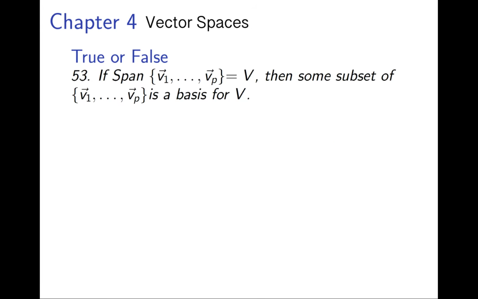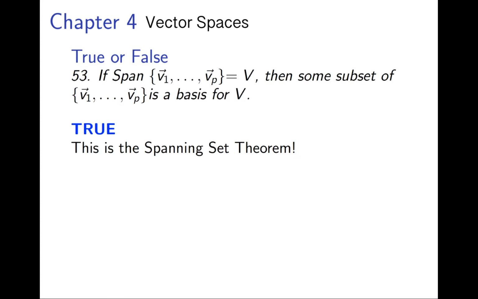Number 53. If the span of the vectors V1 through Vp is equal to V, then some subset of V1 through Vp is a basis for V. This is true, and this is one of the big results of the spanning set theorem.